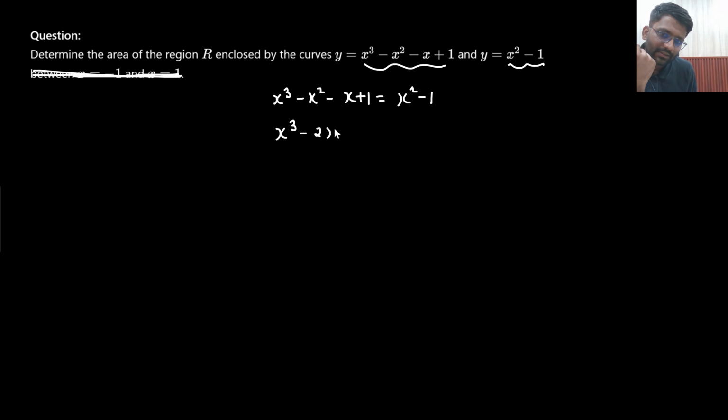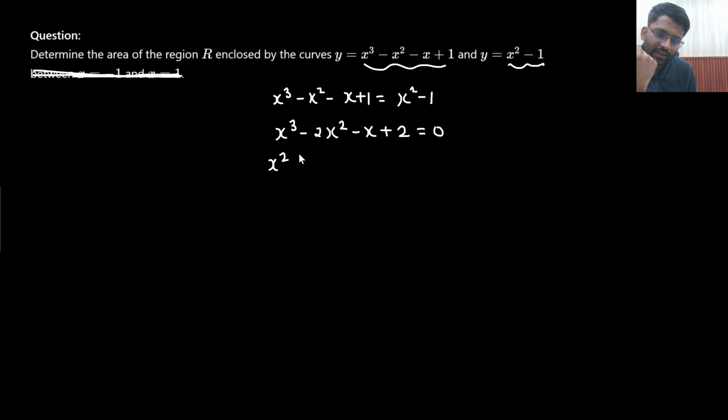So what I would have to do is find out at what point they are cutting each other. So y equals to this is given and y equals to this is also given. So at what point are they cutting each other? Where both are equal, right? So what you are getting is x cube minus 2x square minus x plus 2, right?